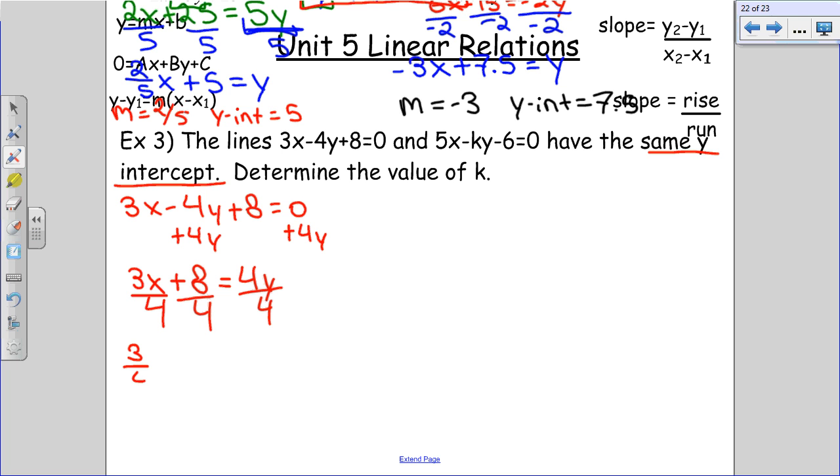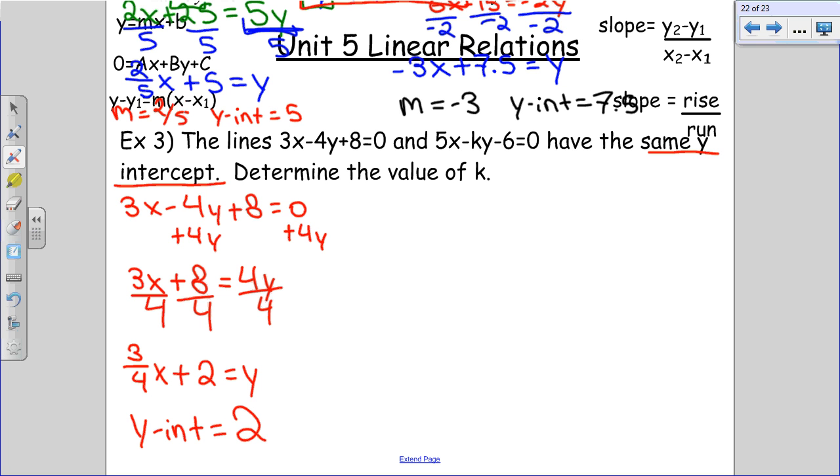There, the y is by itself, that's slope-intercept. The reason that's useful is now I know what my y-intercept is supposed to be equal to. What's it supposed to be equal to? It's supposed to be equal to 2, right? In that equation, I figured out that the y-intercept is 2. The question said they have the same y-intercept. That means this should also have a y-intercept of 2.